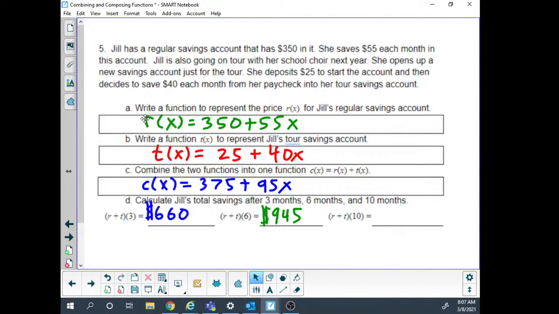R plus T of 10, going on tour, 10 months. That's a school year. Coming back with how much, Grant? Let's see, I got 1,325. Not too bad. Did you forget your dollar sign?